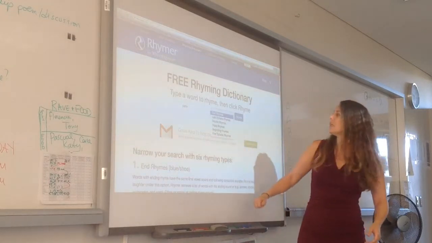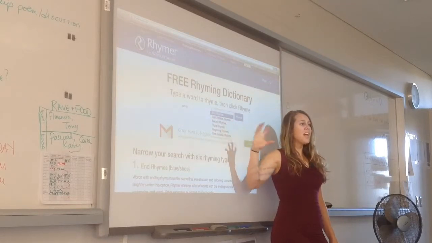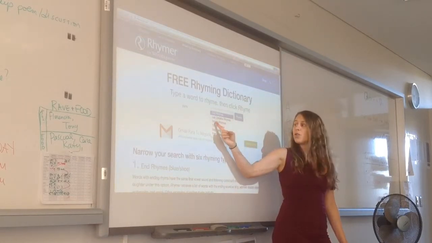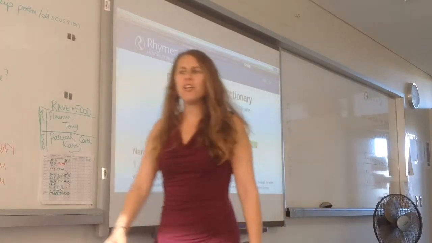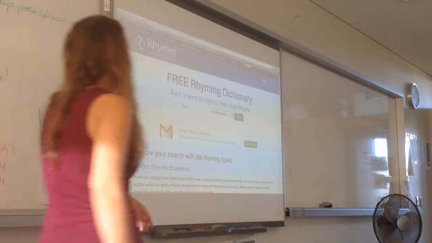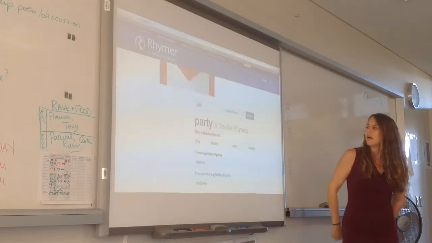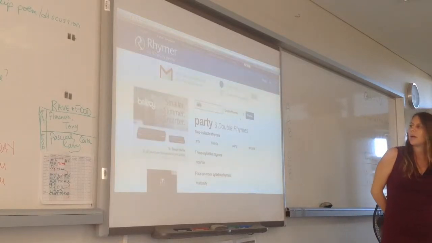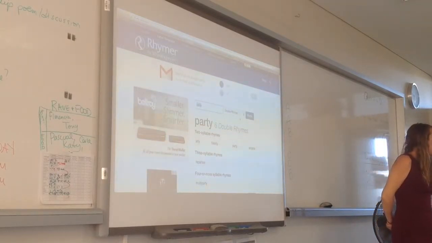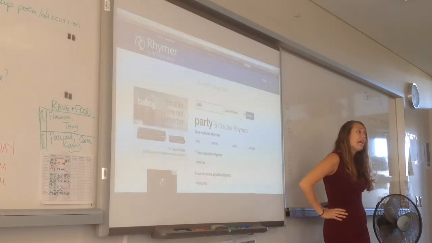If you click on this, you can do last syllable rhymes, which would just be the E, or you can do double rhymes. So I'd like for you to click on double rhymes for party. Carol, click on double rhymes. And then click rhyme. Do you have some words that you could rhyme with party? Hardy. Smarty, hardy.